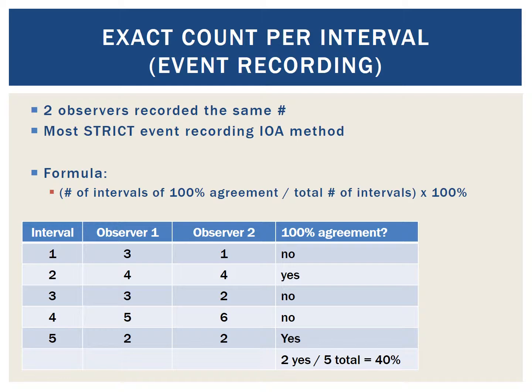So with this method, instead of computing a percentage for each interval, you simply indicate if the observers agree exactly, yes or no. So it's a binary system. So of course in that first interval the observers don't agree, in the second interval they do, and then they don't for the third or fourth, but they do for the fifth. So you would get 40% agreement out of all those data. Well, as you can see, this is a lot more conservative than simply doing percentage agreement overall.